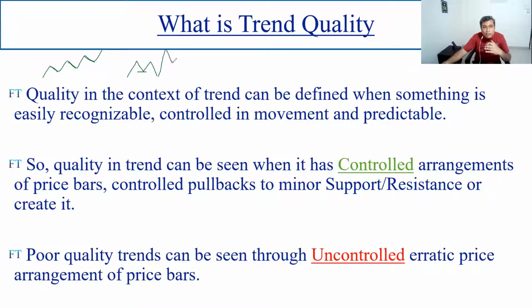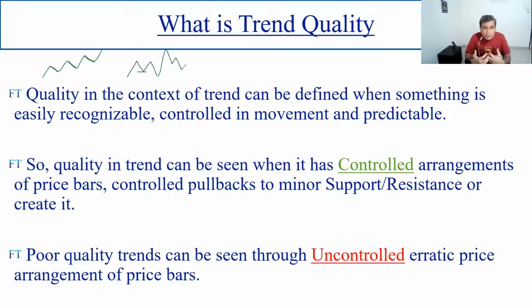Then it again moves and then it again comes back, and something like this means that although prices may be in an uptrend, there is no quality in it. So quality means that it will form a pattern which is very controlled in its movement, which is easily recognizable, and you can predict it.